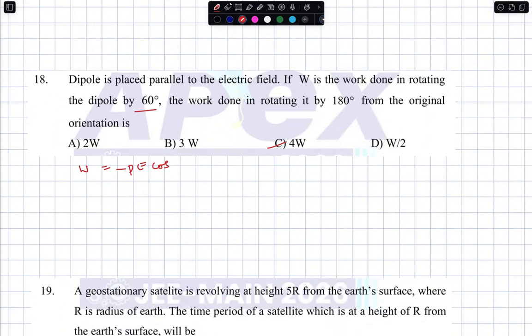Actually, you know the formula for rotation: PE times 1 minus cos theta. That is the actual formula. So PE times 1 minus cos 60. Keep it like that. This becomes PE by 2. W is PE by 2. Here, rotating 180 degrees from the original direction, this will become 2PE, in that case W dash, which is nothing but 4W. So correct.